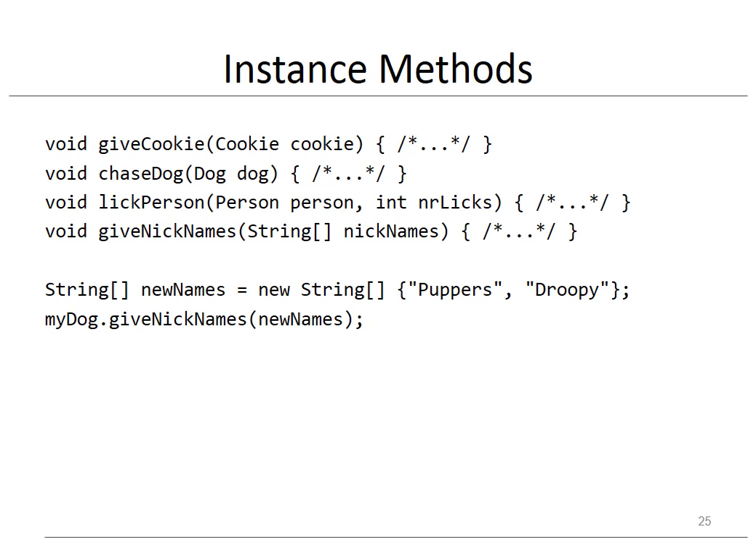The lickPerson method has 2 input arguments, a person object and number of licks, which is an integer variable. The giveNicknames method takes an array of strings as its input argument. We can then define a new array, new names, with the strings Puppers and Droopy and call the giveNicknames method of the myDog object with the new names array as the input argument.